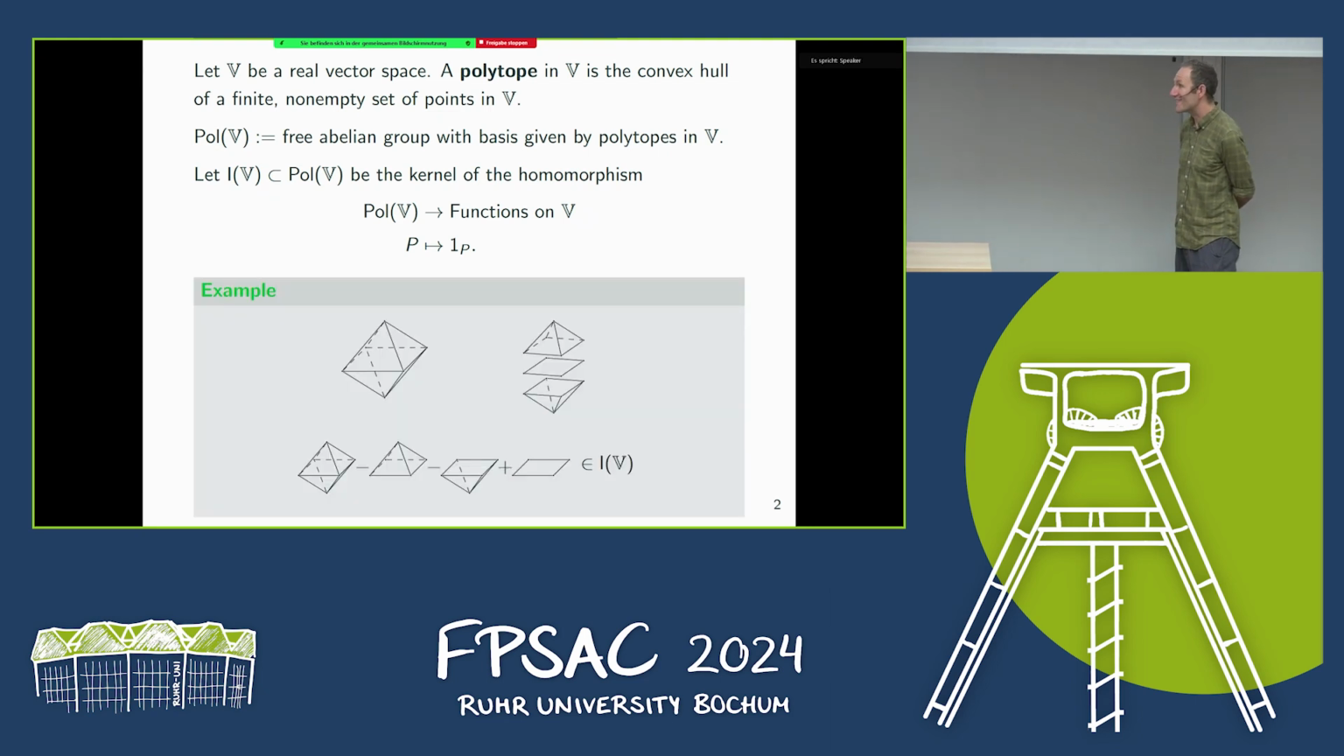So let's just think about an example. We've actually seen this example in a talk earlier this week. We have the octahedron, which I can split into the upper pyramid and the lower pyramid. And the indicator function of the octahedron minus that of the upper pyramid minus that of the lower pyramid plus that of the square on which they intersect is 0. Therefore, this alternating sum of 4 terms is an element of my group I of V.